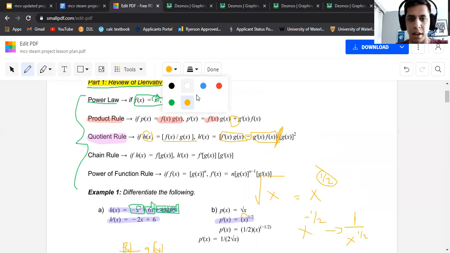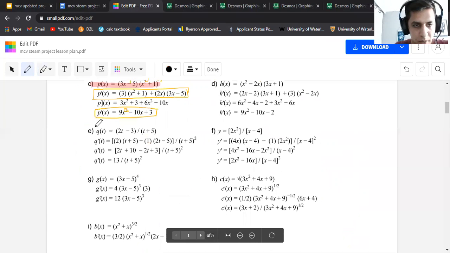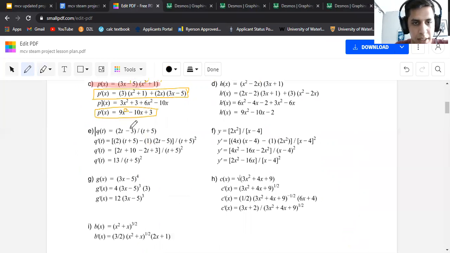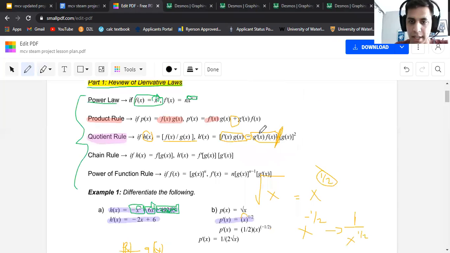I know I found this pretty difficult to understand to begin with, but again, with practice, everything becomes a lot easier. So right here, we have q of t is equal to 2t subtract 3 divided by t plus 5. That's a mouthful. All right, so we have this function, and we know that we have to take the derivative of it, as you can see right here. Let's go back to quotient law, remind ourselves that we have to take the derivative of the first times the second, subtract the derivative of the second times the first.